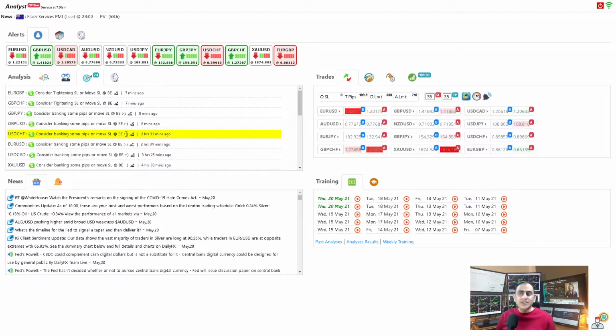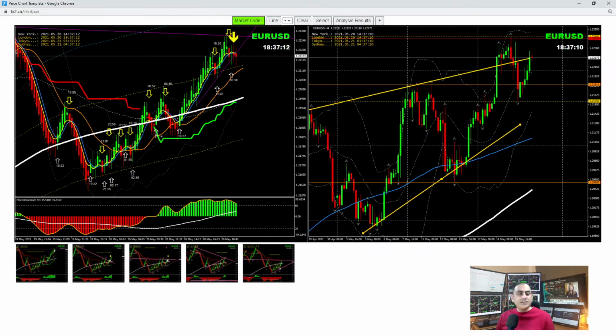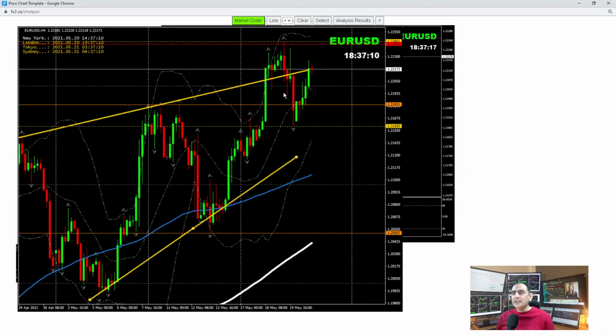Let's move straight to the three major currency pairs: Euro USD, Pound Dollar, and the Dollar CAD. Right, so Euro USD, if you look at yesterday on the 4-hour, yesterday we had a beautiful short trade and banked beautiful pips.